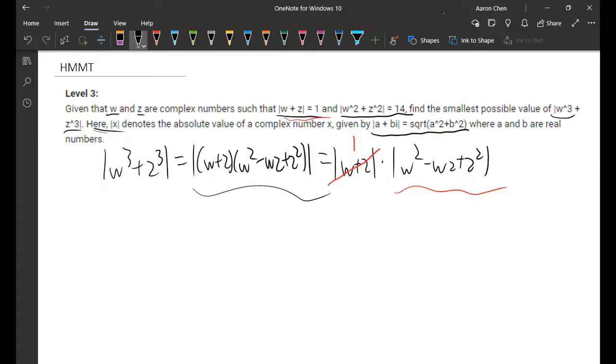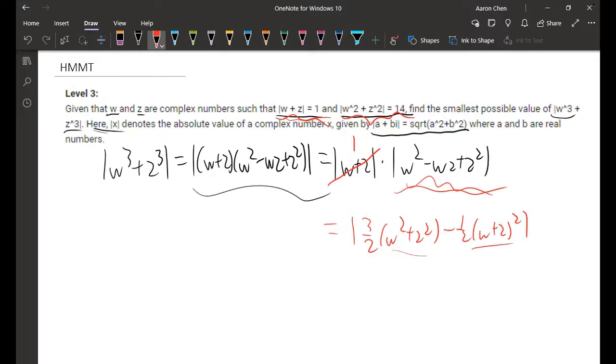And so finally, we can simplify this furthermore into 3/2 of w squared plus z squared minus 1/2 of w plus z squared. The reason we do this split is just because we're given everything in terms of w plus z and w squared plus z squared. So instead of keeping it in this form, it would be better to use w plus z squared and w squared plus z squared.